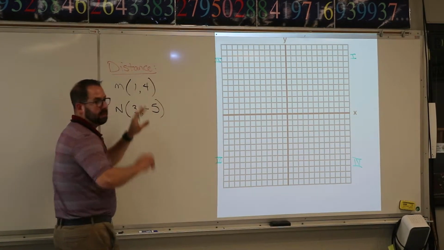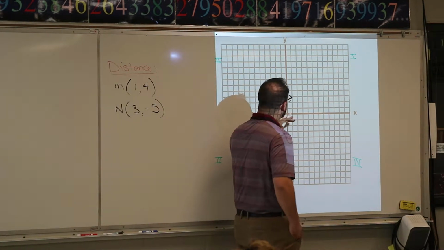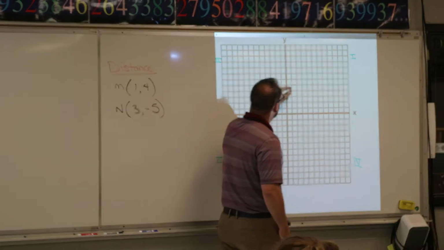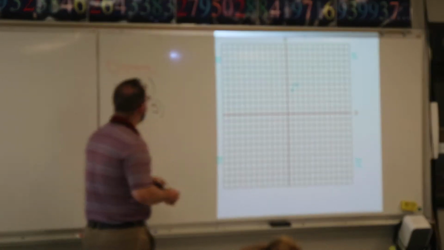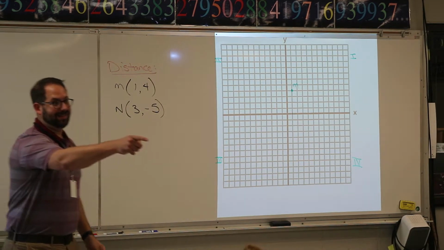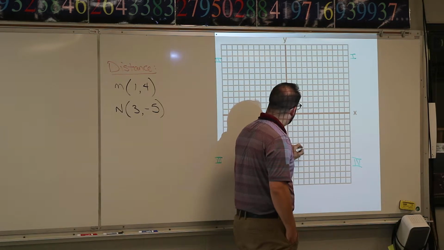So 1 over, you have to pick your elevator, then you can go up and down it. I'm picking the elevator to the right, because again, this is my lobby, and then I'm going to the 4th floor. So here's letter N. Letter N, what quadrant is that in? 4. All right, so 3 over, -5 down. So there's letter N.